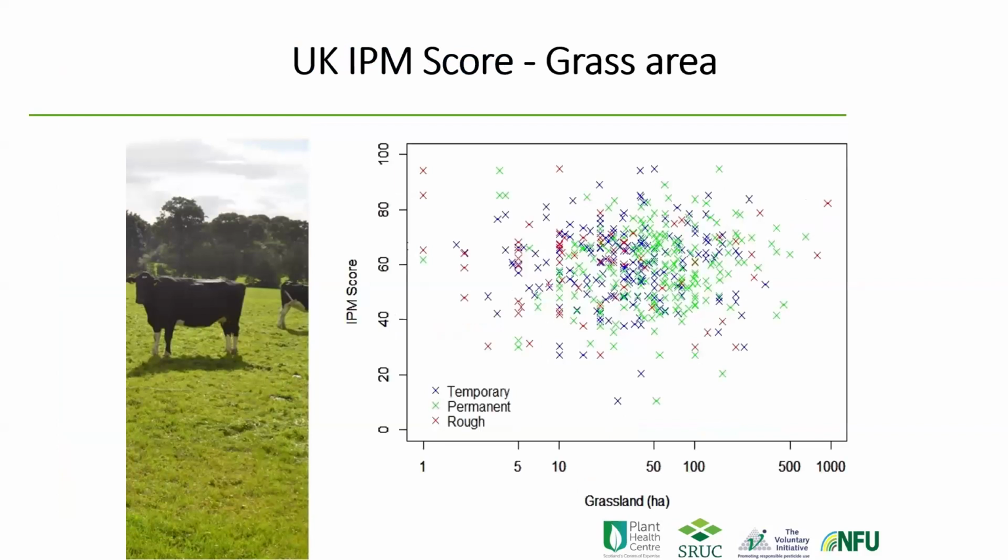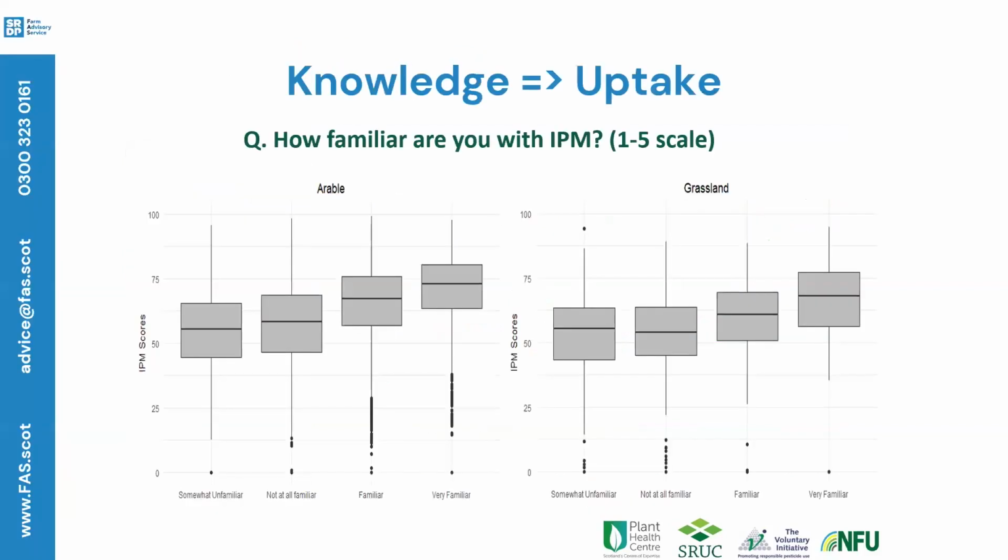You don't see that same trend for the grassland scores. As I said, there's a new grassland IPM scoring tool, but you don't see that same link. Small farms score just as highly as big farms. What we do see from looking through the data, and it's all anonymized, so we only ever see the information in generic terms, not individual farm plans, which come back to you individually.